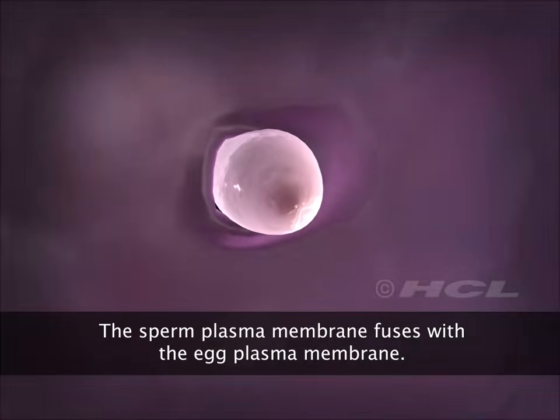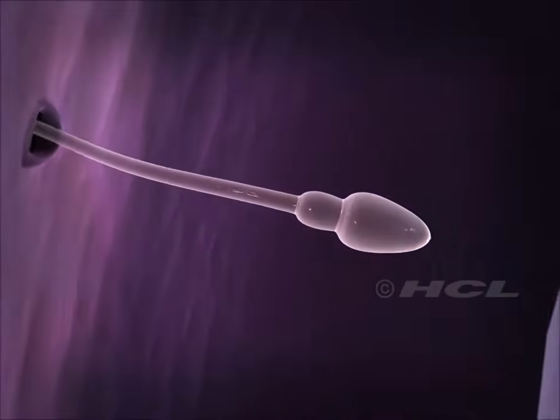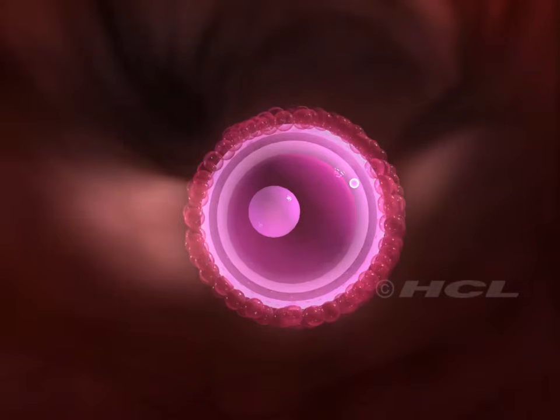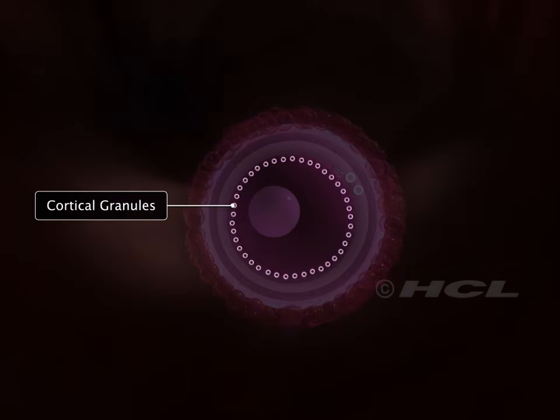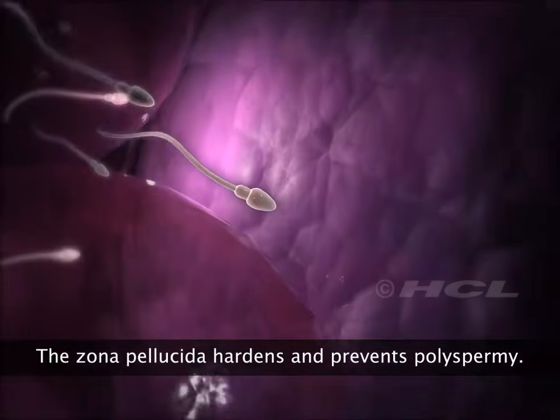The sperm plasma membrane then fuses with the egg plasma membrane. This fusion triggers the secondary oocyte to complete its second meiotic division. The second meiotic division is also unequal and leads to the formation of a second polar body and a haploid ovum. The nucleus of the ovum is now called the female pronucleus. The cortical granules present below the egg plasma membrane release enzymes which harden the zona pellucida and block further entry of sperms.